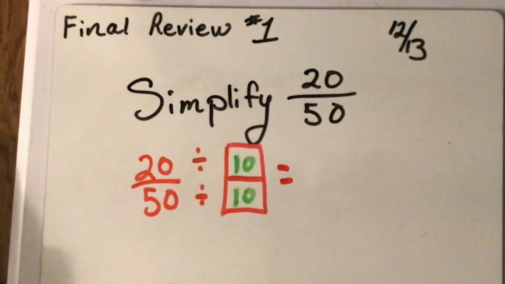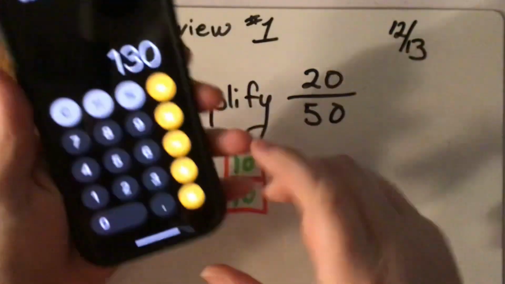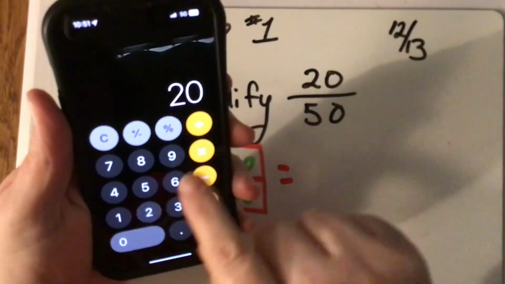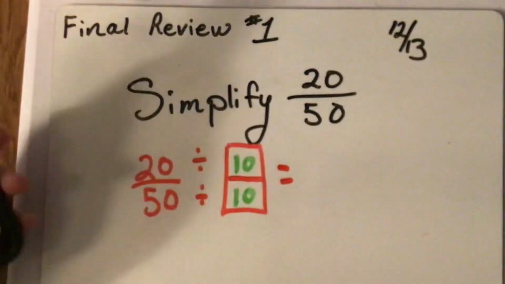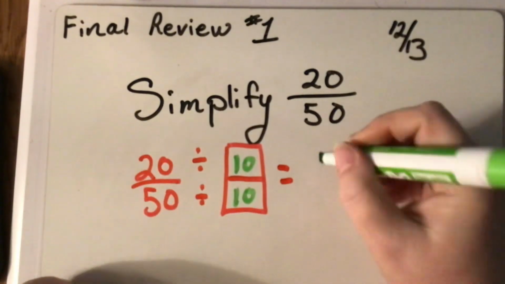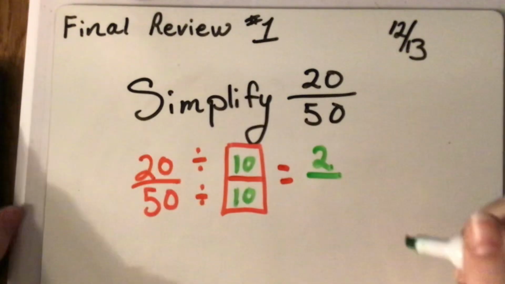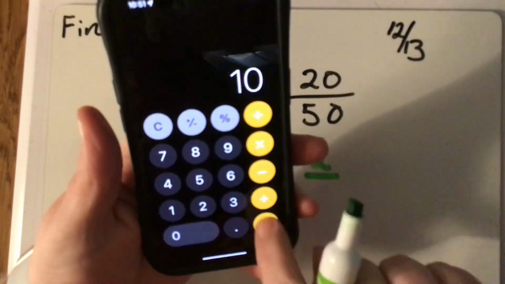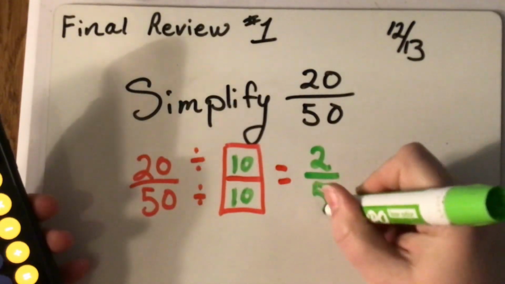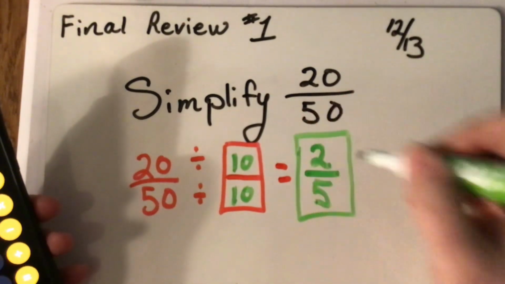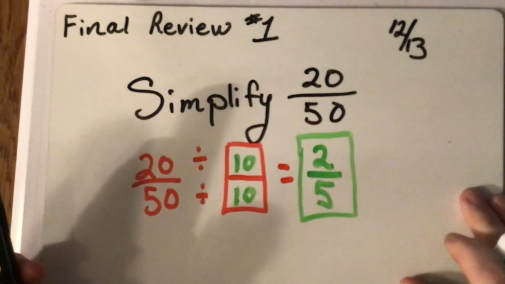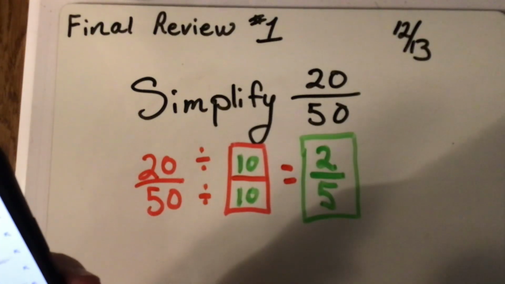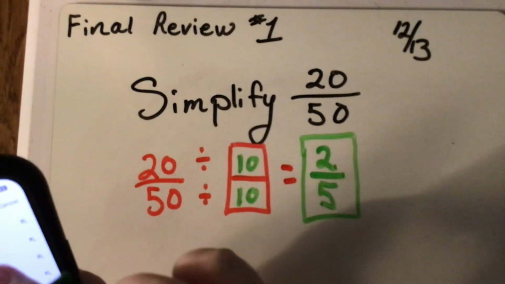Pull out my calculator here. So I can go 20 divided by 10, that's 2. 2 over, now I'm going to do the bottom, 50 divided by 10, 5. 2 over 5. I am pretty sure that's my final answer, but I may not be the best at math. So I am going to run to Desmos and double check my math. Desmos. All right.